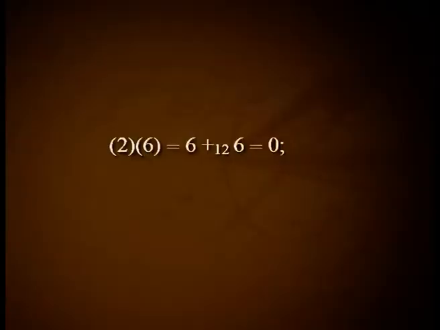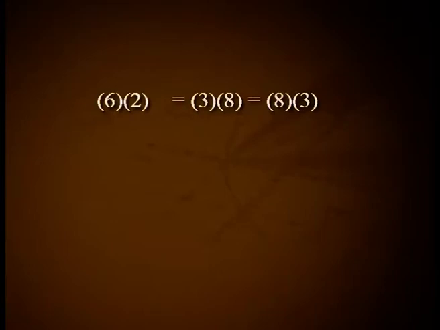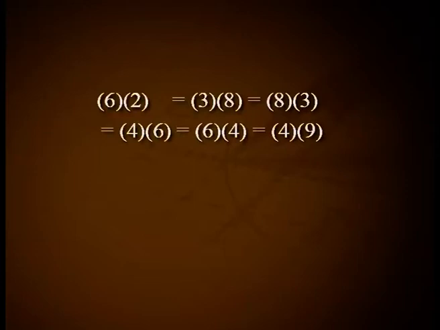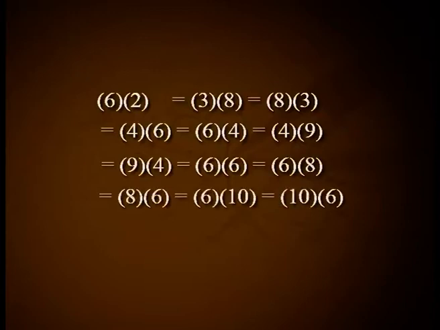But in set 12, not only 0 into a equal to a into 0 equal to 0 for all a belongs to set 12, but also 2 into 6 equal to 6 plus modulo 12 6 equal to 0, 3 into 4 is equal to 4 plus 4 plus 4 equal to 0. Similarly, 6 into 2 is equal to 3 into 8 which is equal to 8 into 3 which is equal to 4 into 6 which is equal to 6 into 4 which is equal to 4 into 9 which is equal to 9 into 4 which is equal to 6 into 6 which is equal to 6 into 8 which is equal to 8 into 6 which is equal to 6 into 10 which is equal to 10 into 6 which is equal to 8 into 9 which is equal to 9 into 8 which is equal to 0.